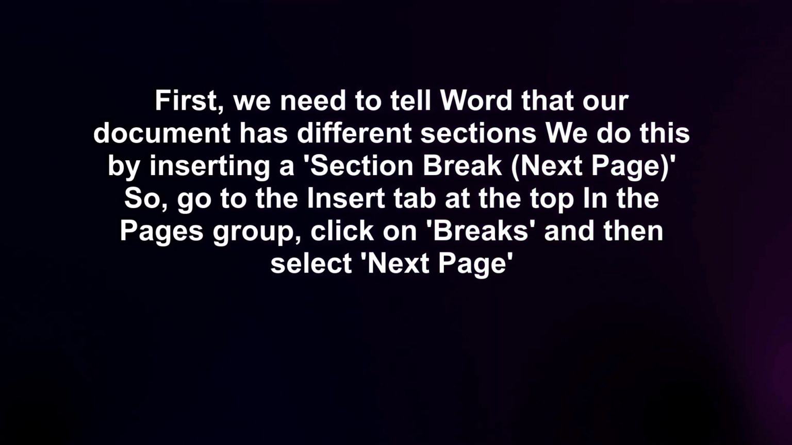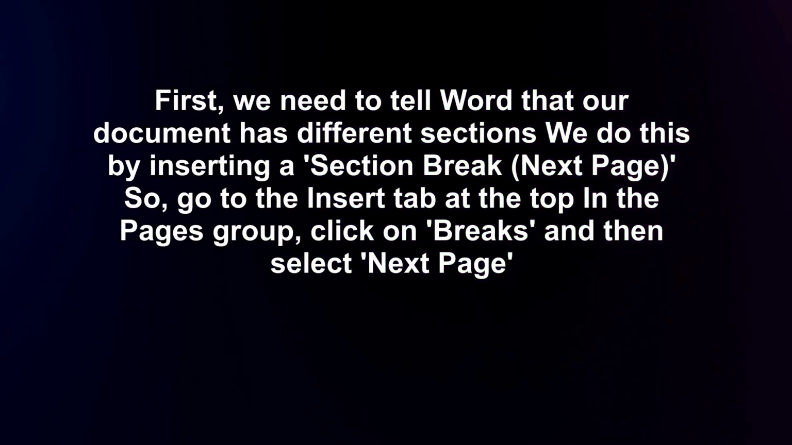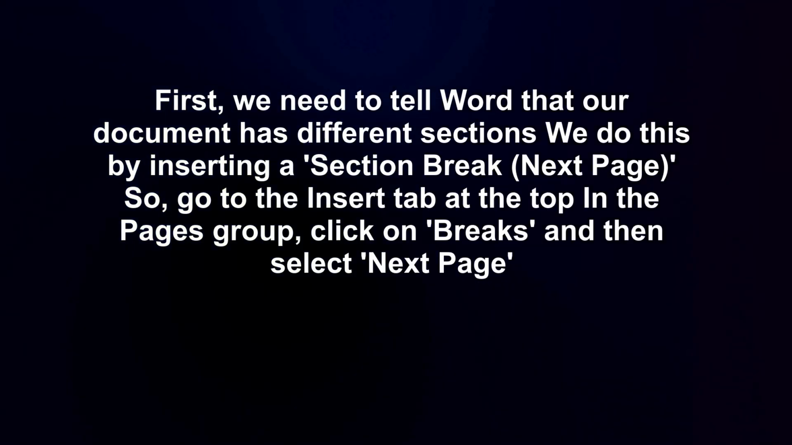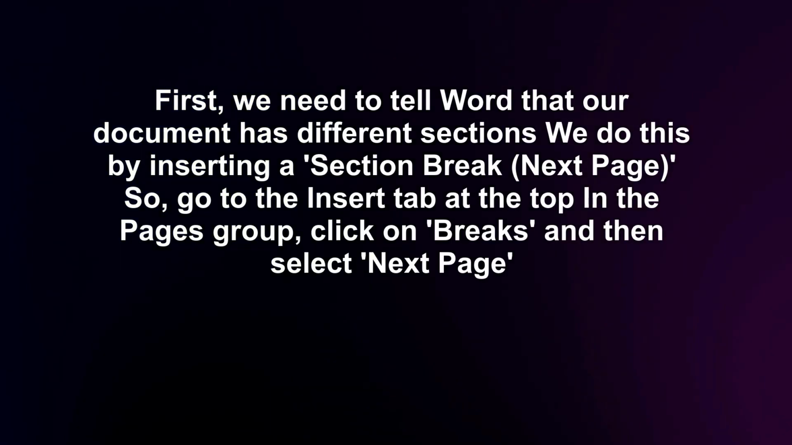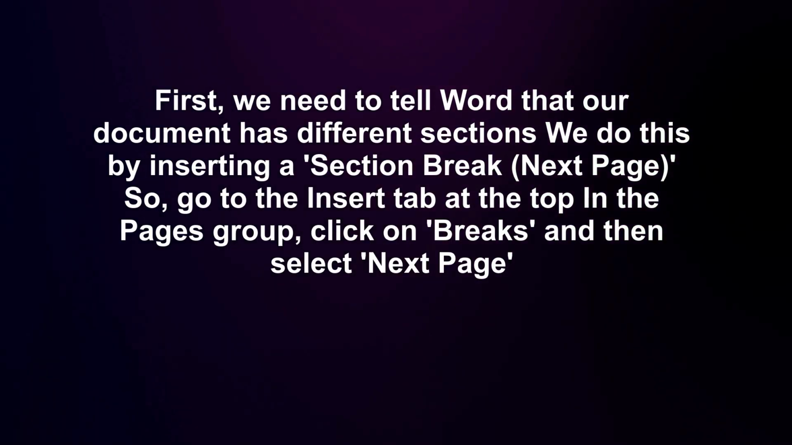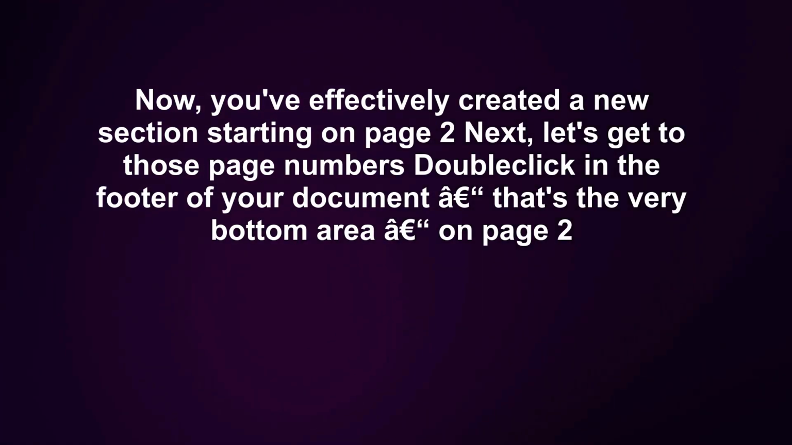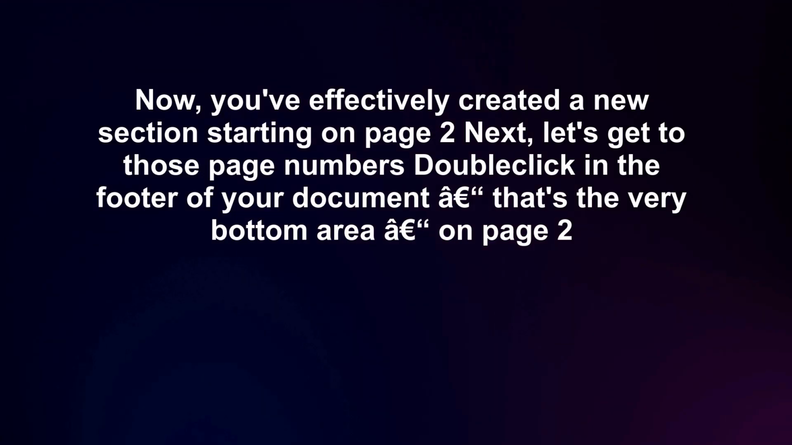First, we need to tell Word that our document has different sections. We do this by inserting a section break next page. So, go to the Insert tab at the top in the Pages group, click on Breaks and then select Next Page. Now, you've effectively created a new section starting on page 2 next.